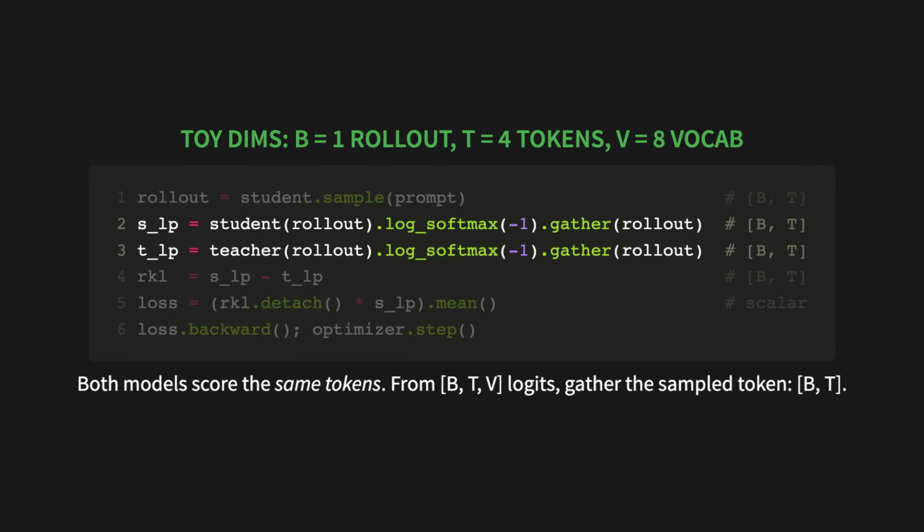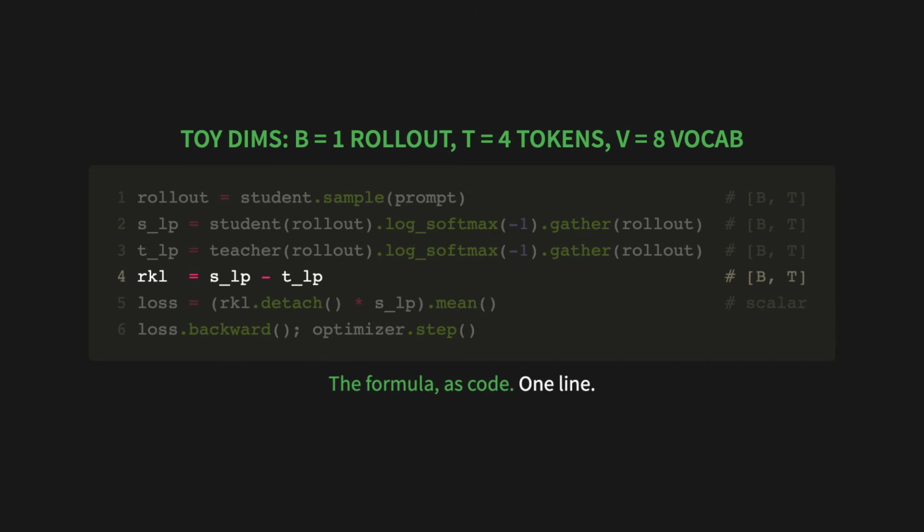Lines 2 and 3 are twins. Run the student and the teacher over the same rollout. Each forward pass gives log probs over the whole vocab, B by T by V. Quick note: a probability sits between 0 and 1, so its log is negative. Closer to 0 means more confident. Gather picks out the log prob of the token that was actually sampled, which brings the shape back to B by T. Line 4 calculates the formula by subtracting the teacher's log probs from the student's, token by token.